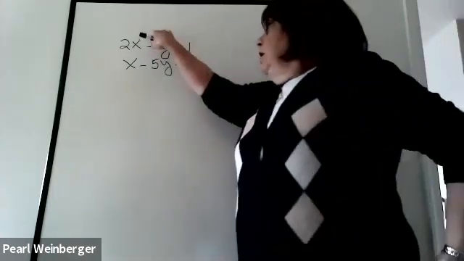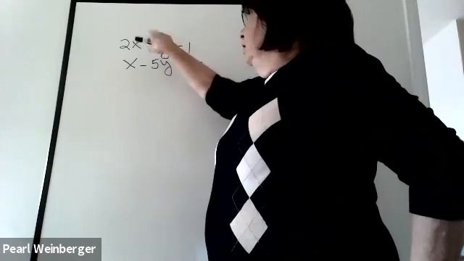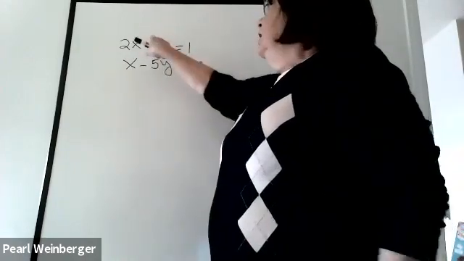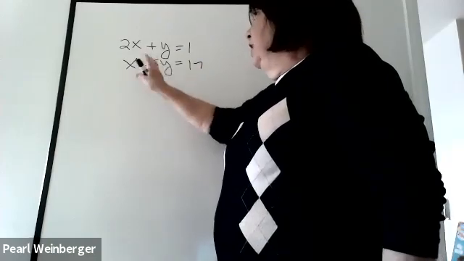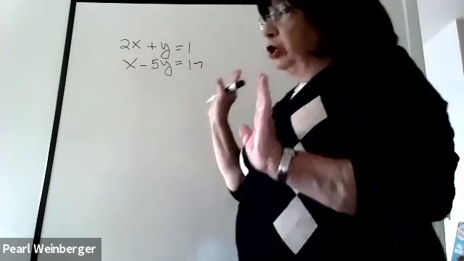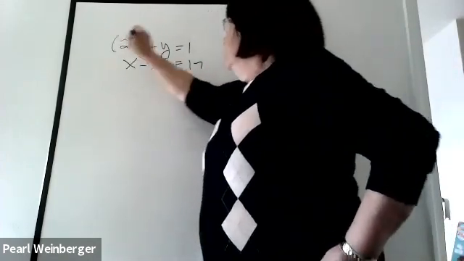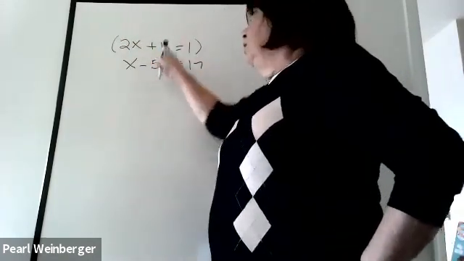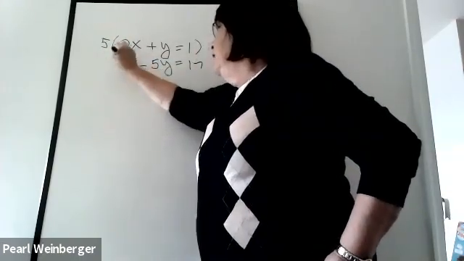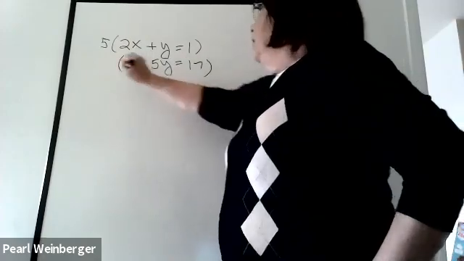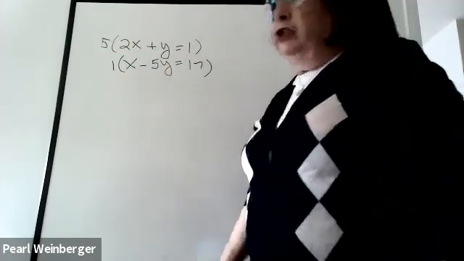If I want to get rid of the y's, then I look at the coefficients. Again, I just look at the numbers. This has a coefficient of 1. This has a coefficient of 5. Forget about the minus. We're just looking at the numbers, not at the signs. So that means if I want to get rid of the y's, I'm going to multiply the top equation by the 5 and the bottom equation by the 1. I multiply them by their opposite coefficients.